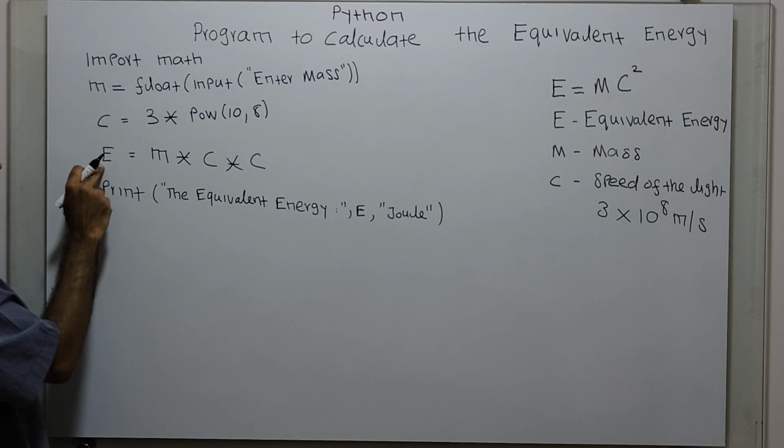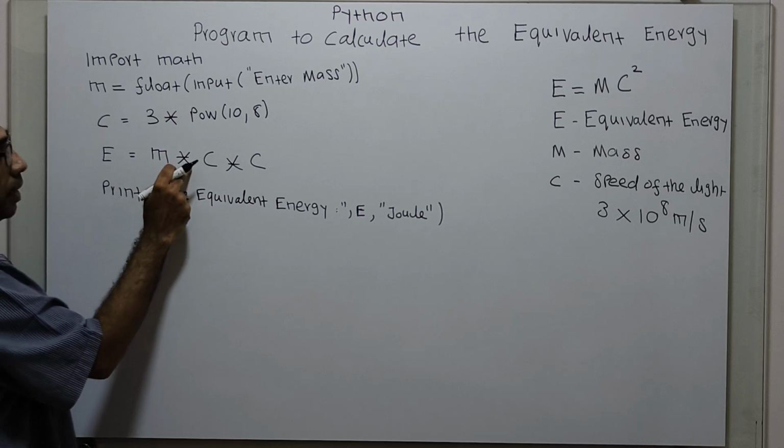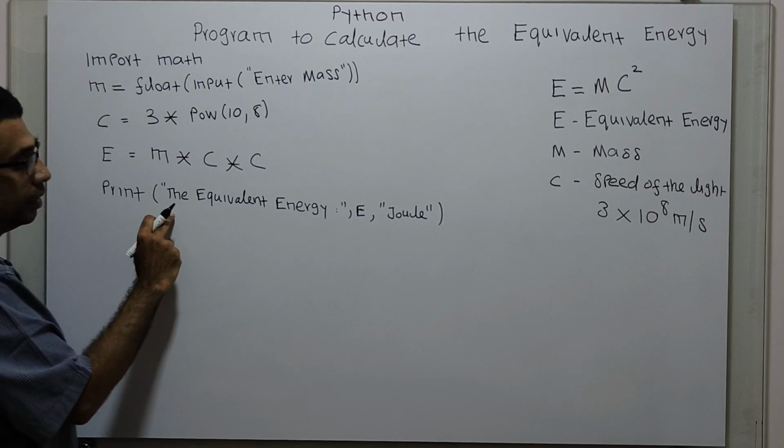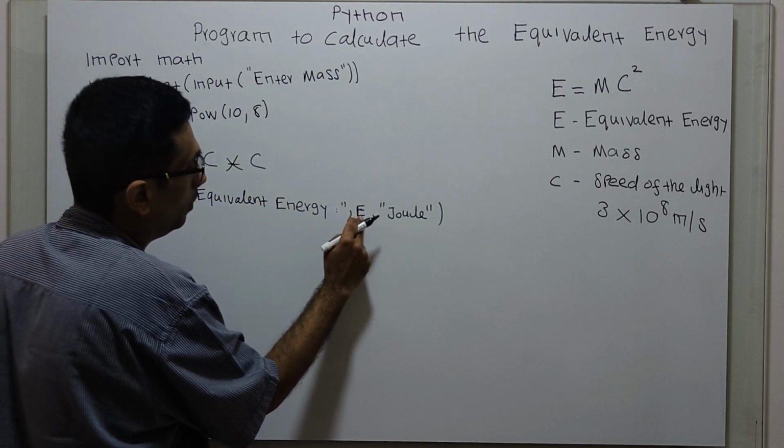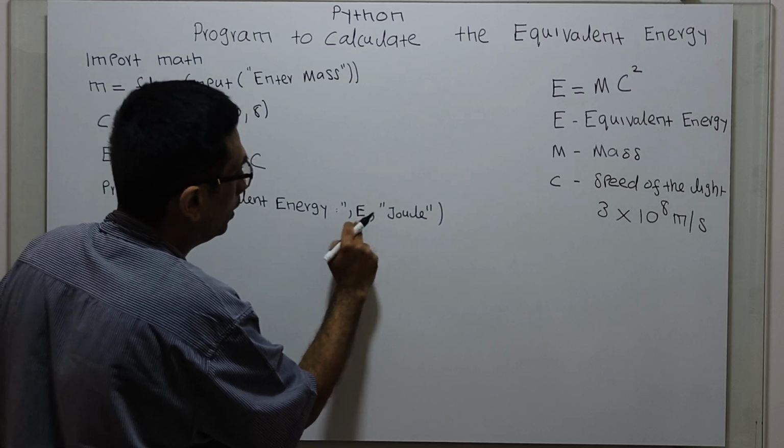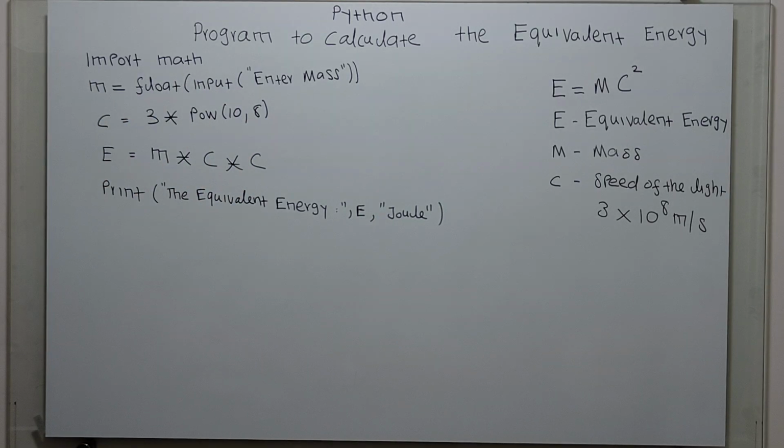Now I am calculating mc square and storing it in the variable E, that is for the equivalent energy, m multiplied with C into C. Now I am printing a result. The equivalent energy followed by the variable E, and joule is the unit of measurement of the equivalent energy. So how does this program work?